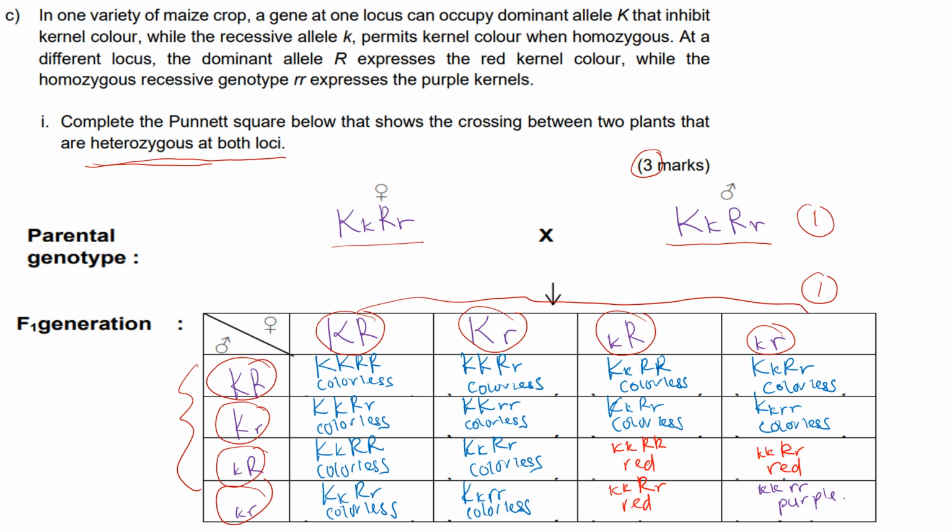For the third mark, you write correctly all the genotypes of the F1 generation. All the genotypes within the Punnett square must be written without any mistake, and the combinations of the genotypes must be correct, then you get another mark. So that is the answer for question 1.